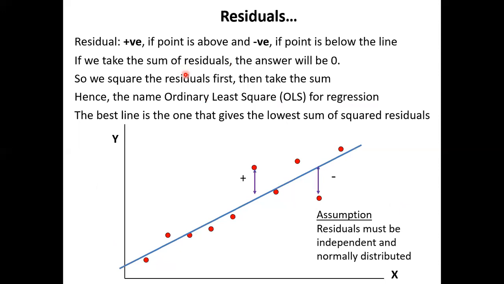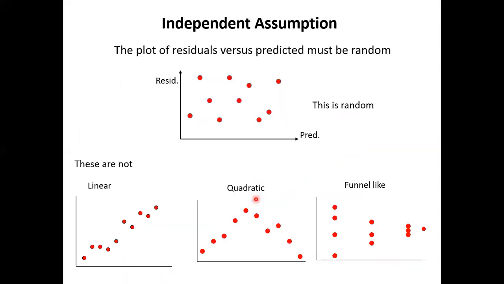That is, we plot the values on the line versus the differences. Don't worry, SPSS plots this for you. If the assumption of independence is met, these dots must be random like this, predicted versus residual. If it looks like one of those below, then the assumption is not met, and your model is not valid.